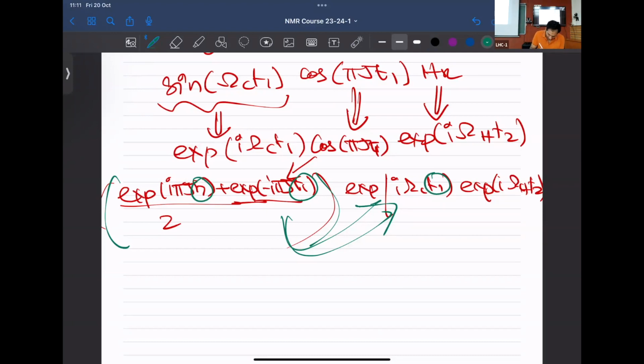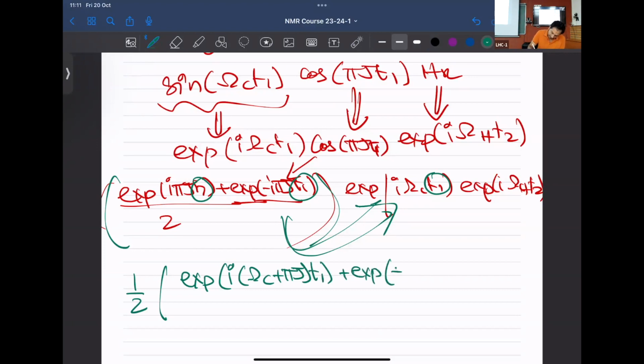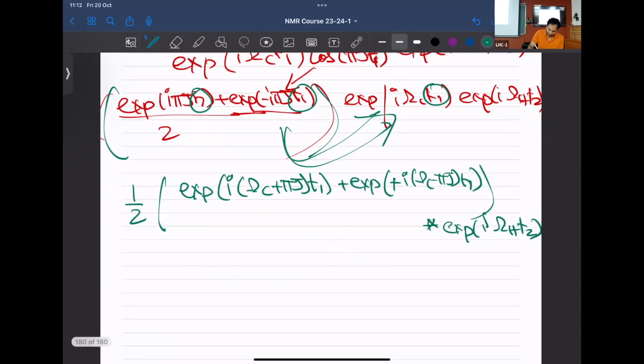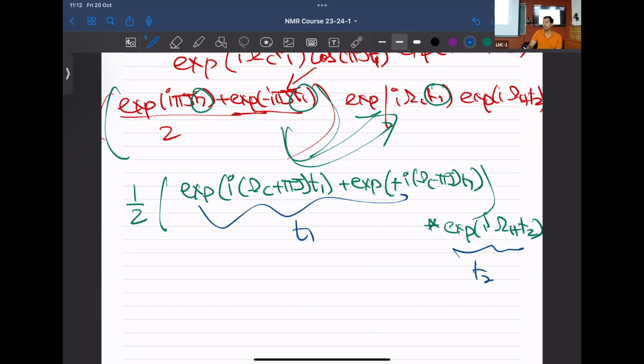Therefore, overall, what would you end up getting? 1/2 of exp I omega c plus pi J T1 plus exp I omega c minus pi J T1, multiplied by exp I omega h T2. So this is a T1 term. This is only based on T1. This is only based on T2.